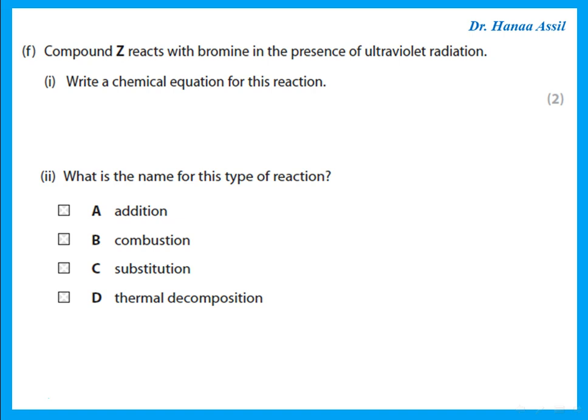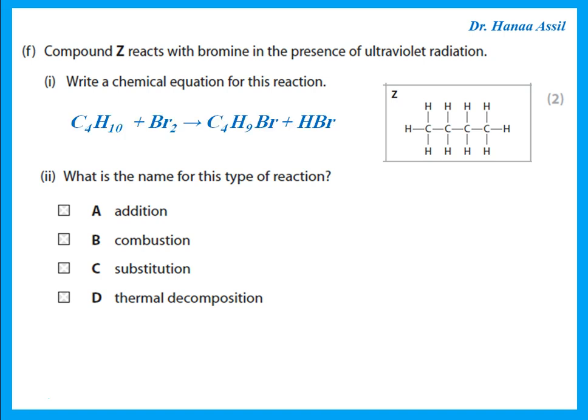Compound Z reacts with bromine. Where is Z? This was Z. Compound Z reacts with bromine in presence of ultraviolet radiation. Remember, Z is an alkane. When alkanes react with bromine or chlorine, they need UV light. That is the condition. And what happens is that you have the alkane. So this alkane that I have now is C4H10. I'm reacting it with bromine.